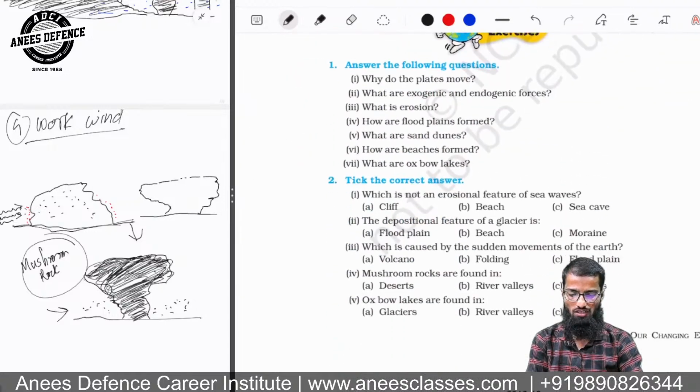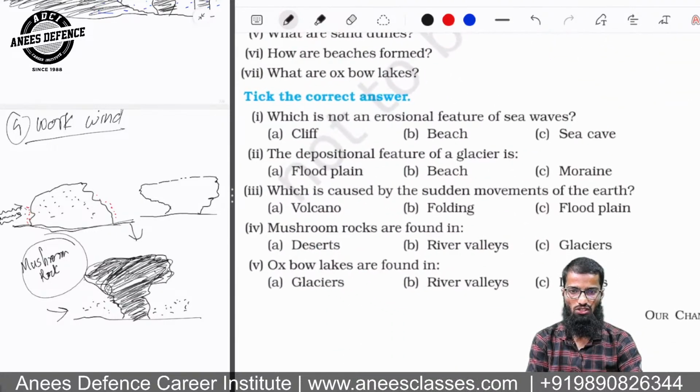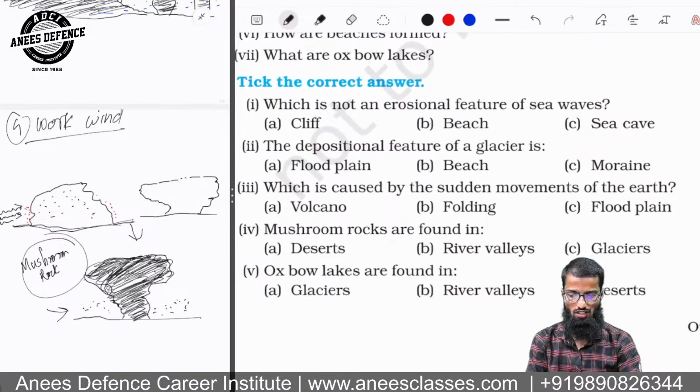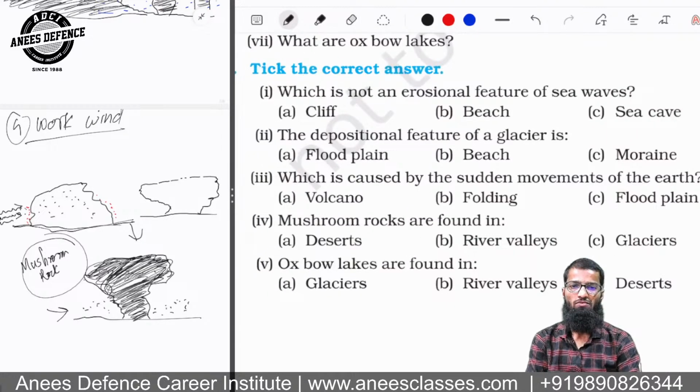Now let us start answering the following questions. There are 5 questions. The first is: which is not an erosional feature of the sea waves? Let us say sea caves is erosional. Yes, it happened due to a crack, and when the water got inside it developed into further cracks, and then you got the sea cave. So it is an erosional feature.